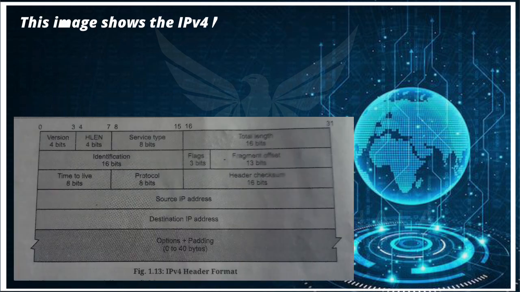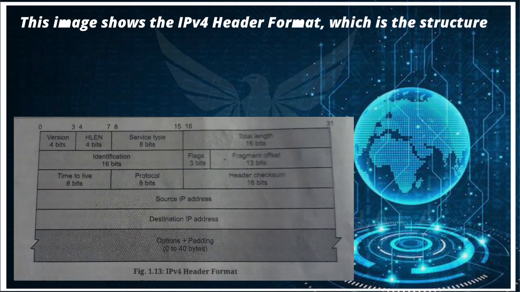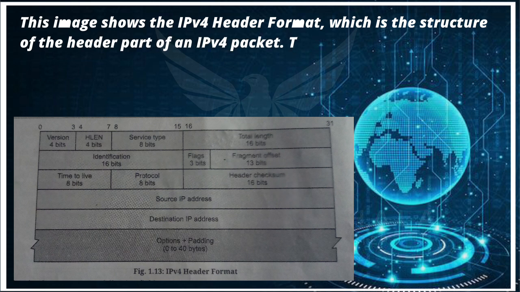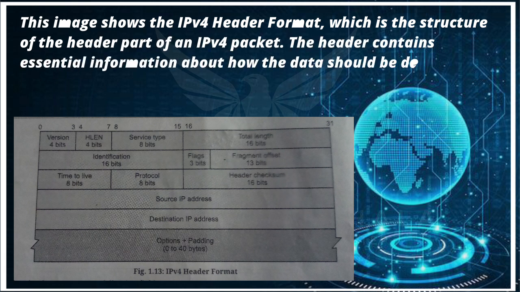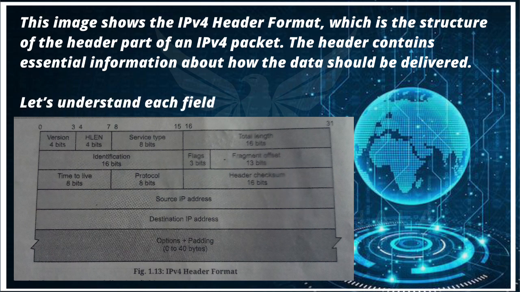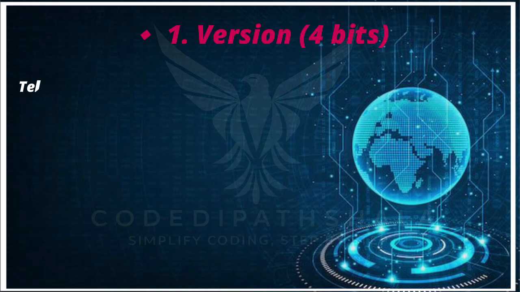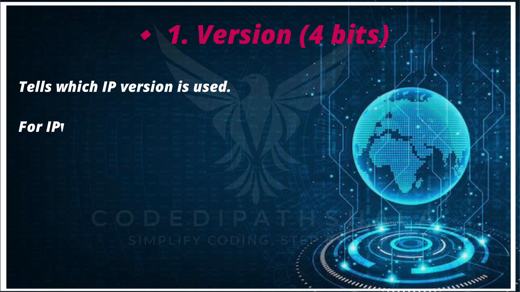This image shows the IPv4 header format, which is the structure of the header part of an IPv4 packet. The header contains essential information about how the data should be delivered. Let's understand each field. 1. Version, 4 bits. Tells which IP version is used. For IPv4, this value is 4.